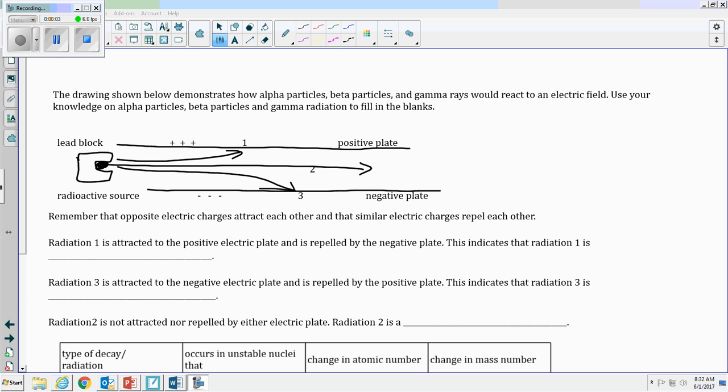This is Mrs. Peck showing you how to fill in page 6 of your notes for Unit 12. There are three main types of radioactive radiation: alpha, beta, and gamma.